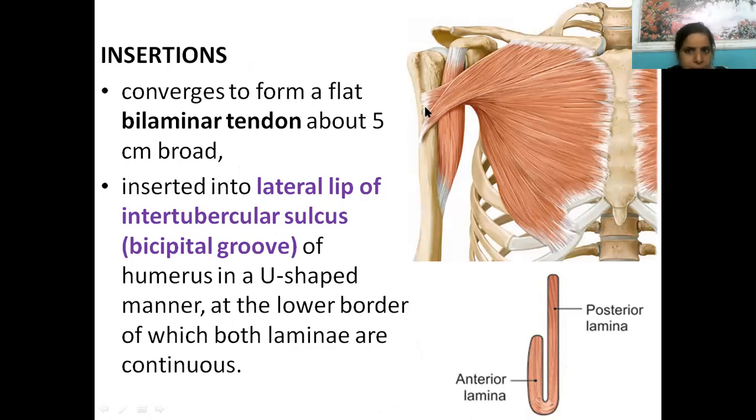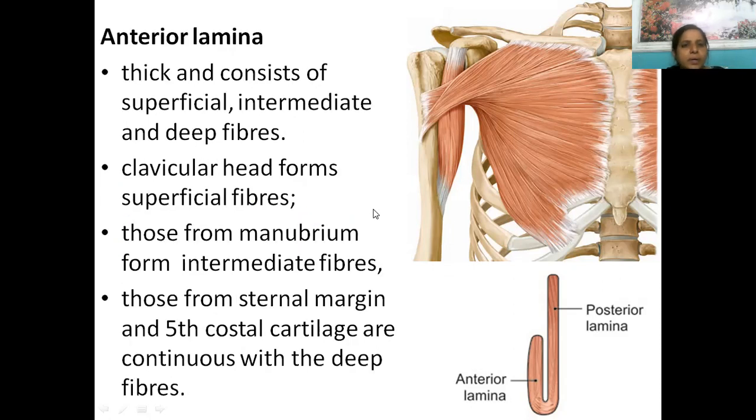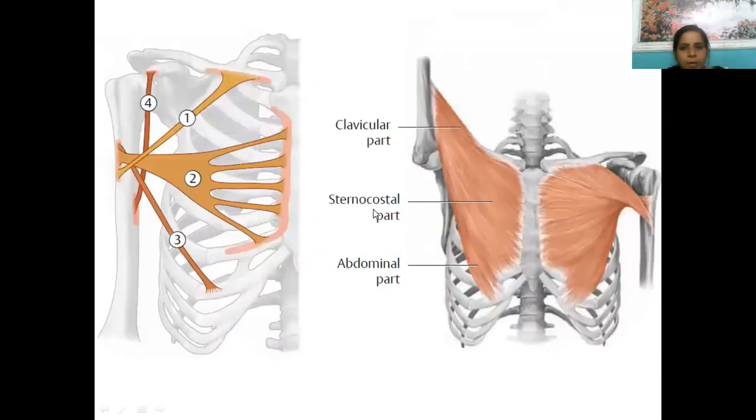Around 5 centimeters broad, it is inserted into the lateral lip of the bicipital groove or intertubercular sulcus, in a U-shaped manner. At the lower border, you will see both laminae, the anterior lamina and posterior lamina, are continuous. Okay. So all these details are not required.